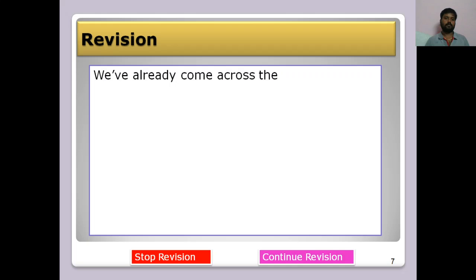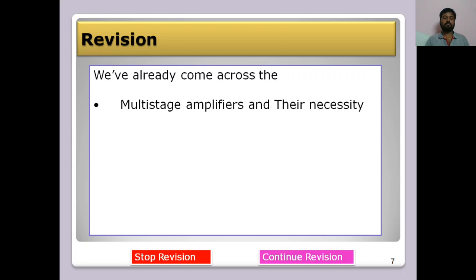Revision. We have already come across the multi-stage amplifiers and their necessity. So we know what is a multi-stage amplifier. First of all, multi-stage amplifier means it is having two or more stages of amplifiers. There is one stage of amplifier consisting of one transistor amplifier. The output of first stage is connected to the input of the next stage, and so on. So that is a multi-stage amplifier.